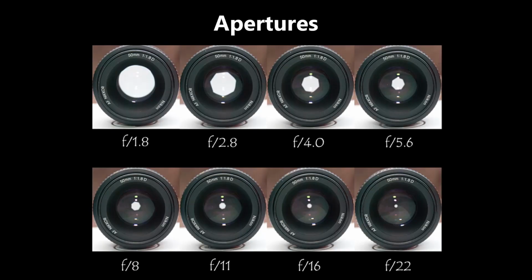The size of the aperture is indicated by an F number. What often causes confusion is that the aperture gets smaller as the F number gets larger. So therefore an aperture of f2.8 lets in more light than an aperture of f8.